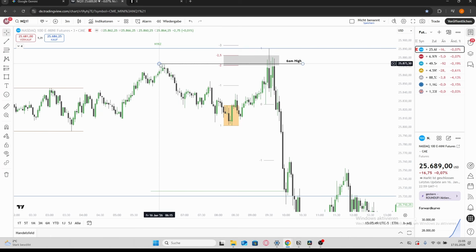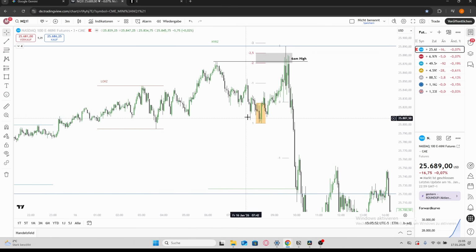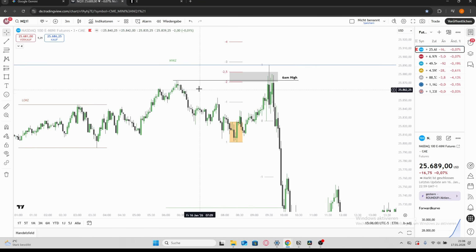So this was the 6 a.m. high, and we had our last leg down. This was this low here, and as you know, I'm using standard deviation to determine possible reversal zones, and I'm always looking for alignment. So I want alt highs. For example, the 6 a.m. high here, I want this in alignment with the -2.5 and -2 zone. So this is the standard deviation zone I'm looking for.